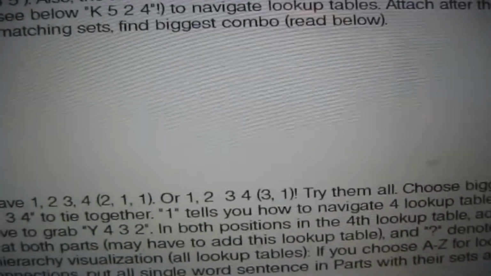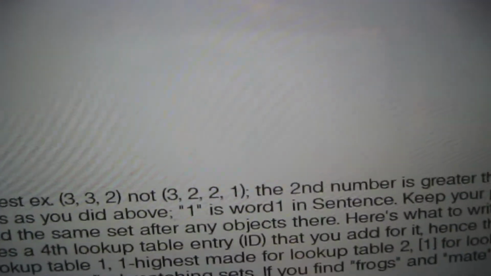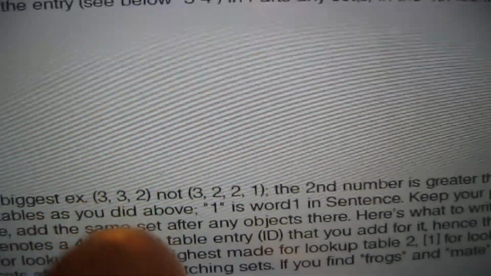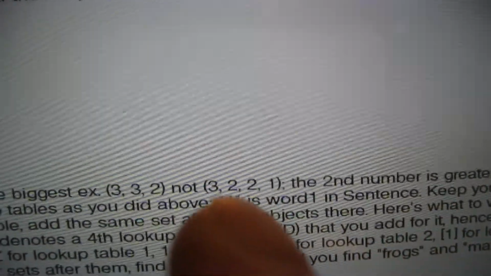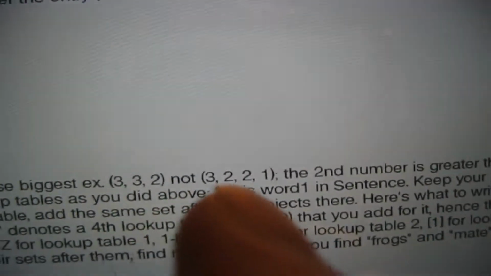Now you want to try them all because you're going to have one that's going to be the biggest. So what that means is that you would choose this one because the second number is bigger than this second number. So it's 3, 3, 2, 3, 2. Oh, so then you got a bigger number, so you pick that one.